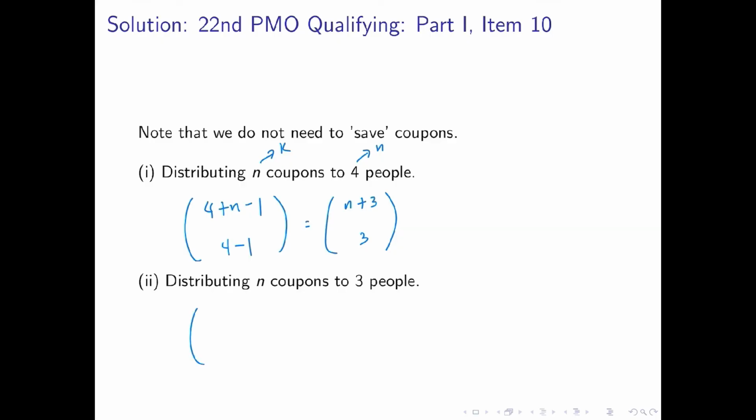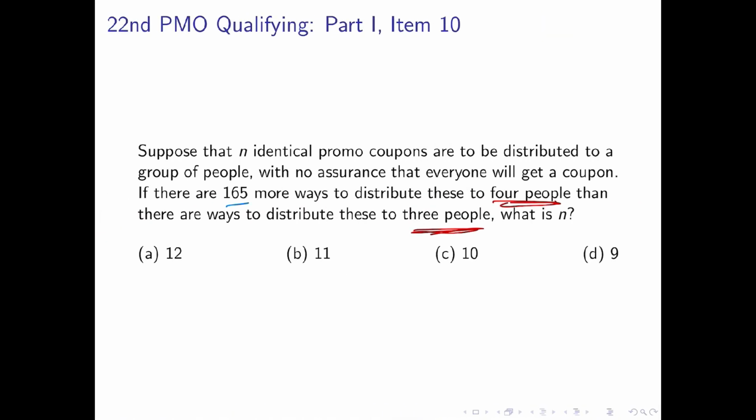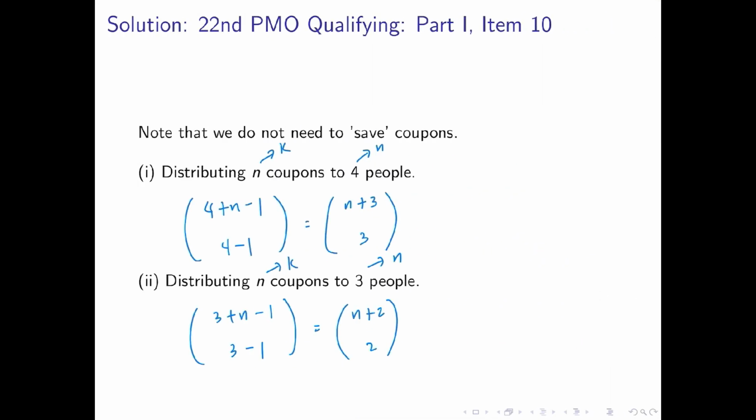And then in the second one, distributing n coupons to 3 people. Again, this would serve as your k, this would serve as your n in the stars and bars formula. So n plus k minus 1, choose n minus 1. This would be n plus 2, choose 2. Now, going back to the question, there are 165 more ways to distribute these to 4 people. So just combine these 2 kamo. So n plus 3, choose 3, minus n plus 2, choose 2, it's gonna give you ano pala? It's gonna give you 165.